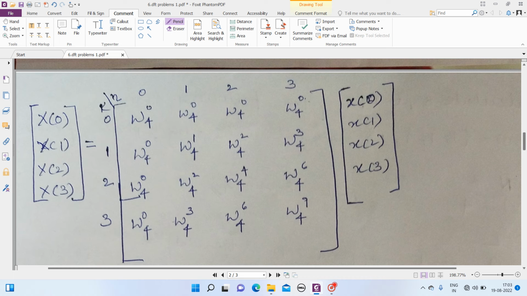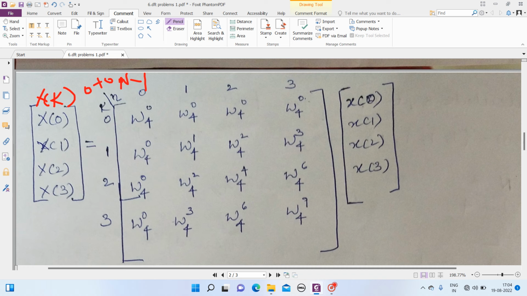Okay, so here this is capital X of k, right? The k value varies between 0 to 3, because here we have to calculate for 4-point DFT. So k varies from 0 to N minus 1, right? 0 to N minus 1. So X of 0, X of 1, X of 2, X of 3, right?